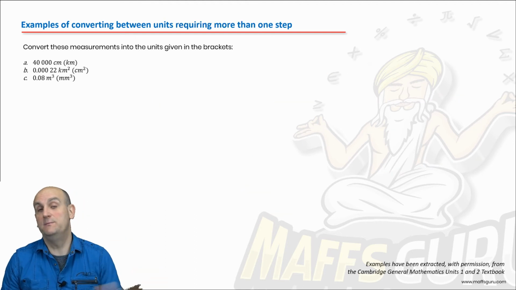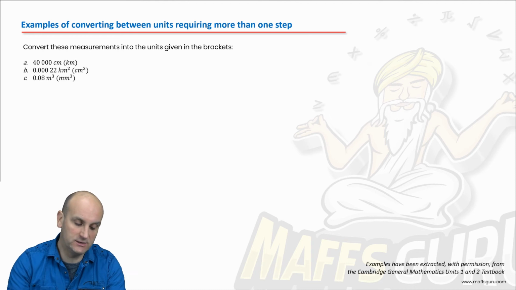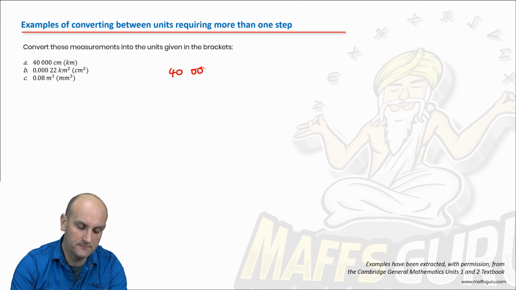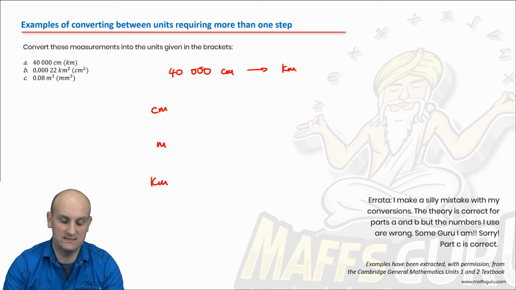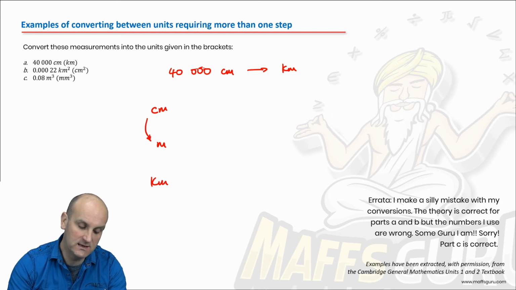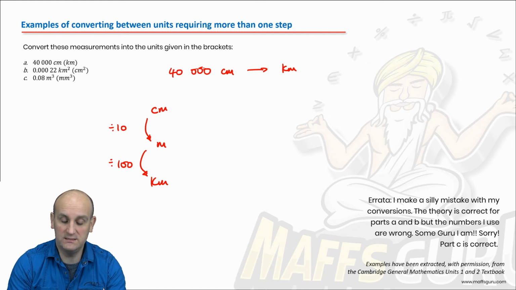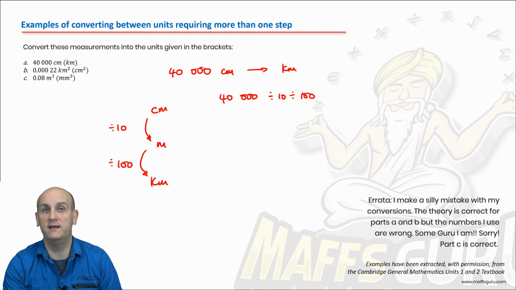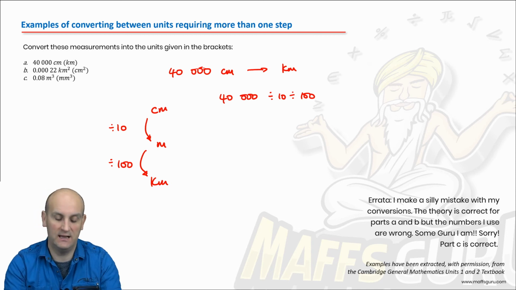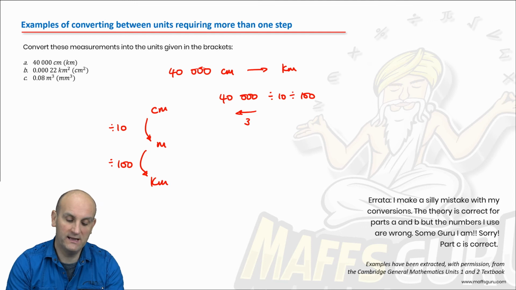Now, you may have to do intermediate steps to be able to do this. And this is where it gets freaking funky because there's lots and lots of calculations. So, for example, if I've got 40,000 centimeters and I'm trying to go to kilometers, well, I know that I've got centimeters to meters to kilometers. So I've got to do an intermediate step here. So centimeters to meters, I divide by 10. Meters to kilometers, I divide by 100. So in this situation, I'm going to do 40,000 divided by 10 and divided by 100, which again means I'm moving my decimal point 1 place to the left and then another 2 places to the left. So I'm going to move my decimal point 3 places that way.